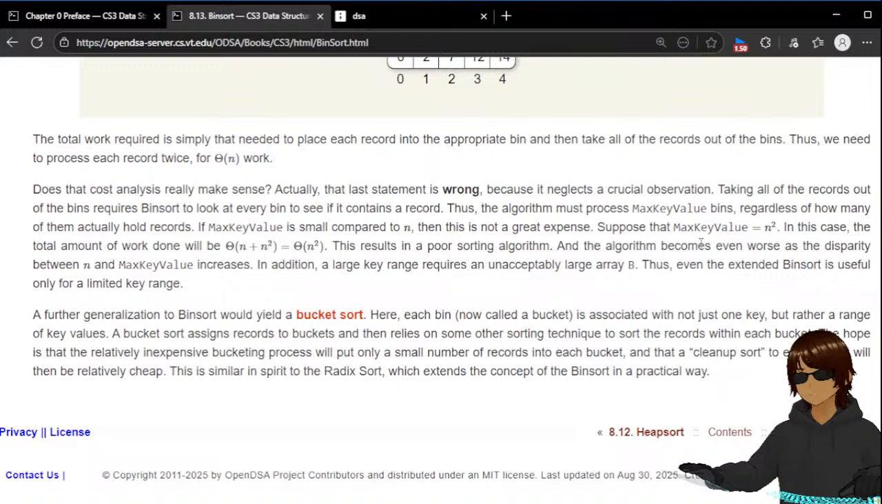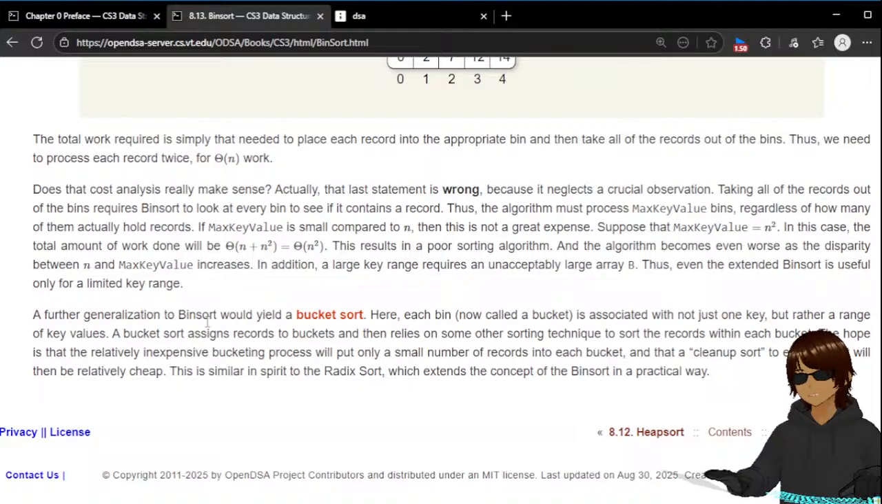The algorithm becomes even worse as the disparity between n and max key value increases. In addition, a large key range requires an unacceptably large array B. Thus, even extended bin sort is useful only for a limited key range.